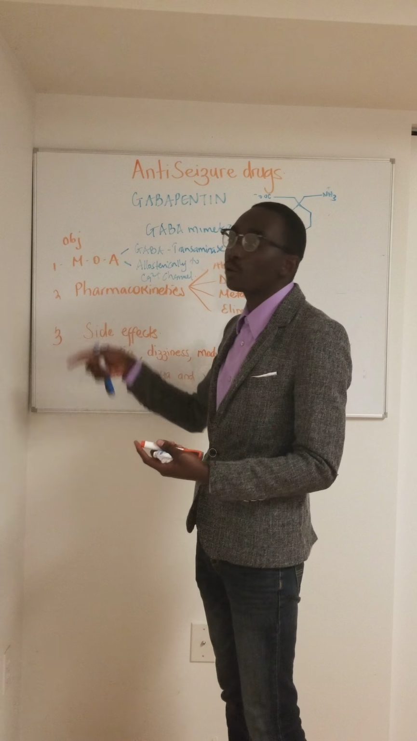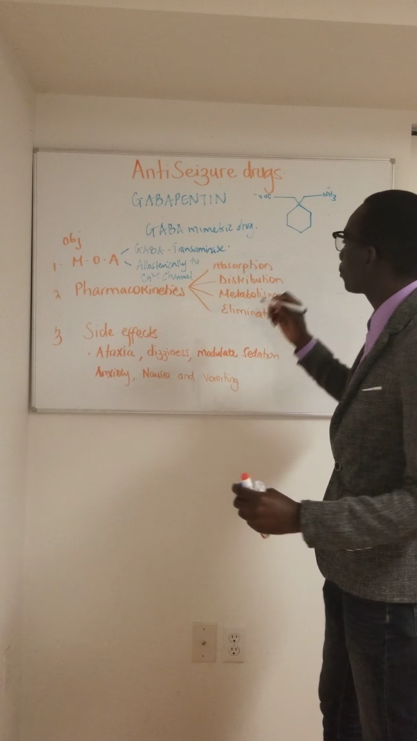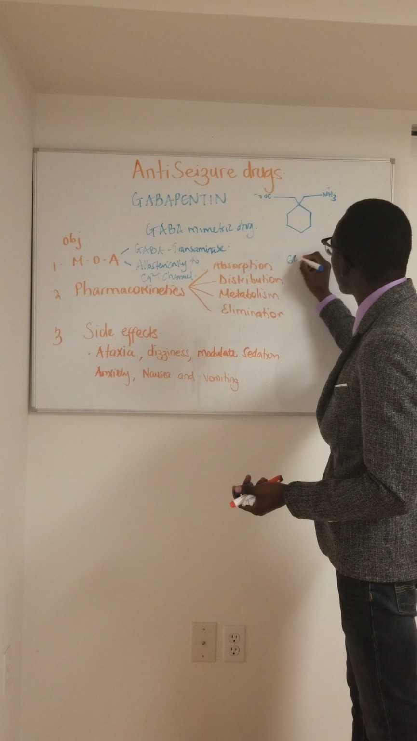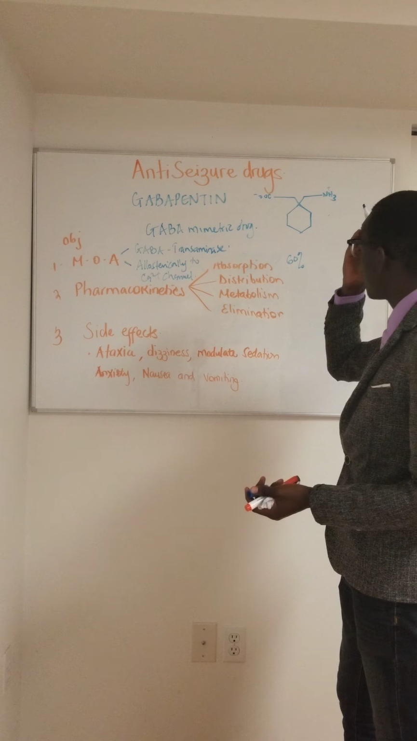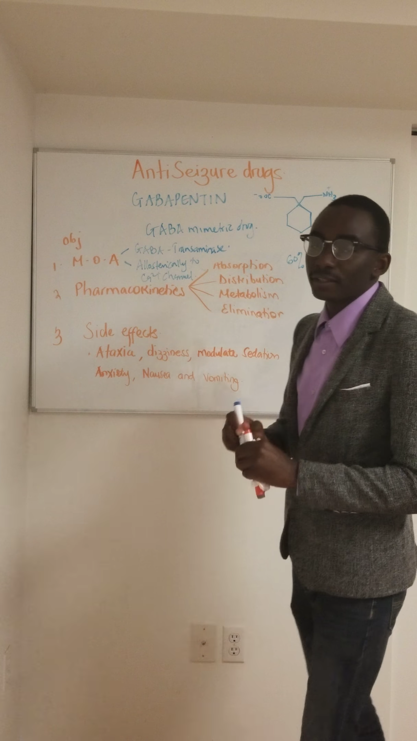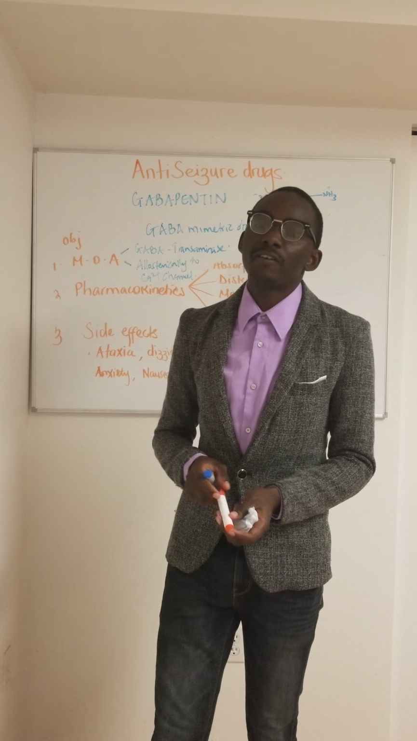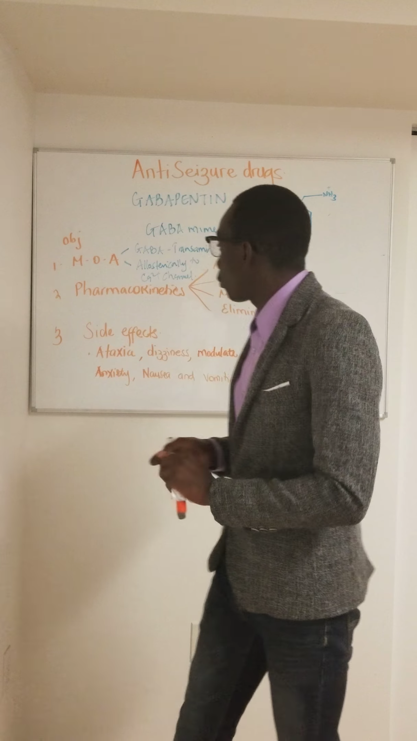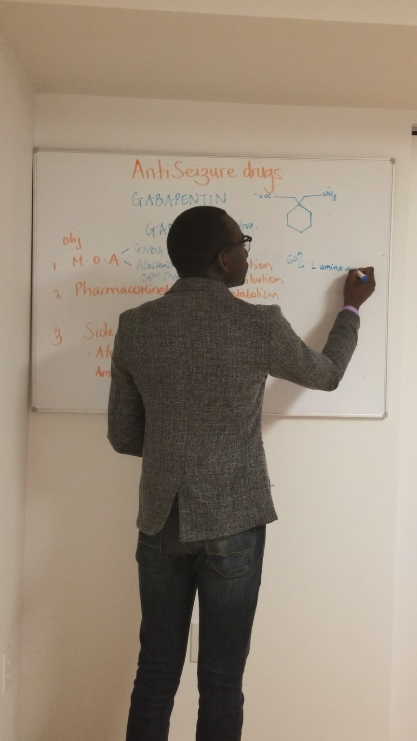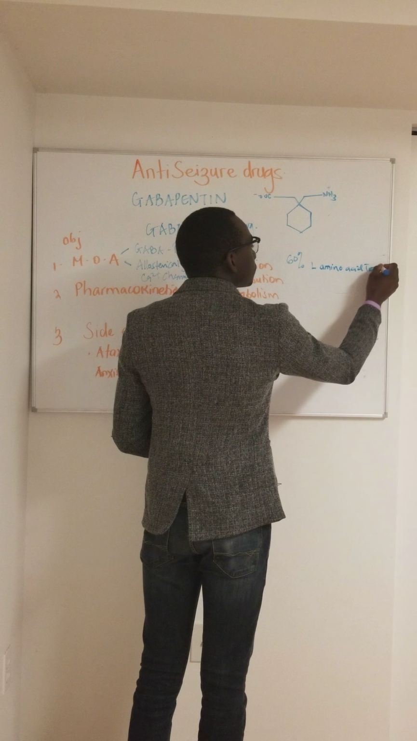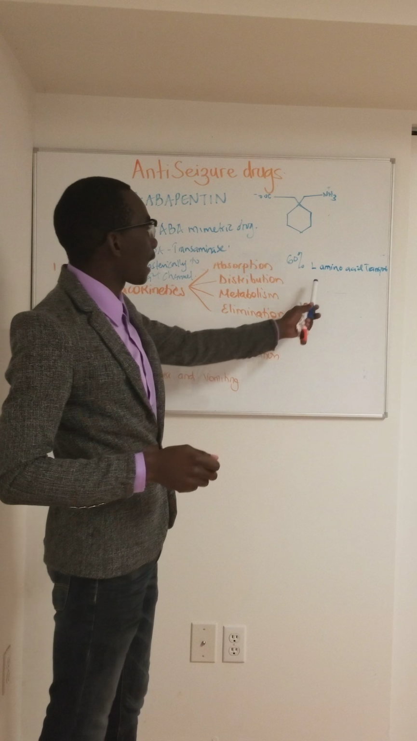If we go to the pharmacokinetics of this drug, we have absorption. This drug is well absorbed, and approximately 60% of the drug is absorbed into the blood. This is the bioavailability. At low doses, we have a very high bioavailability, but at high doses, the bioavailability drops down because of what we call the L amino acid transporter. This transporter helps in transporting these amino acids.